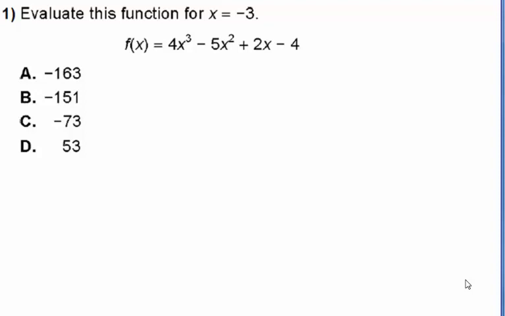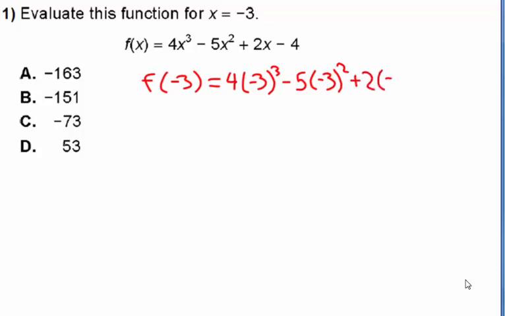Okay, so if we want to evaluate this function when x equals -3, all we need to do is plug in -3 for x. So we'd have 4 times -3 to the third power minus 5 times -3 squared plus 2 times -3 minus 4. And we could type it into our calculator or evaluate it by hand, either way.